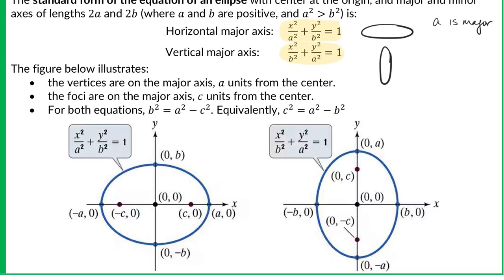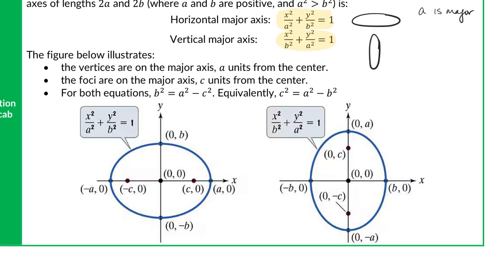Continuing to label and to color, just kind of giving us some references. The vertices are on, again, that major axis. So we have a major axis here and a major axis here, so that our vertices are a units from the center on both sides of the center, either up and down or side to side, depending on the kind of ellipse you have. The foci are on the major axis, again, but this time they are c units away from the center. They're in between the vertices and the center, so they're inside the shape.